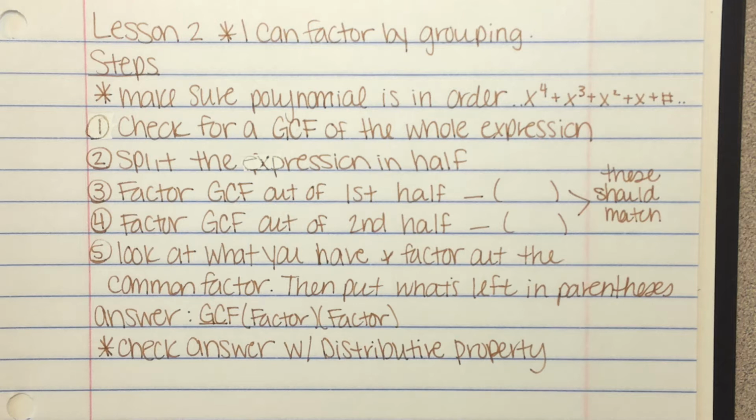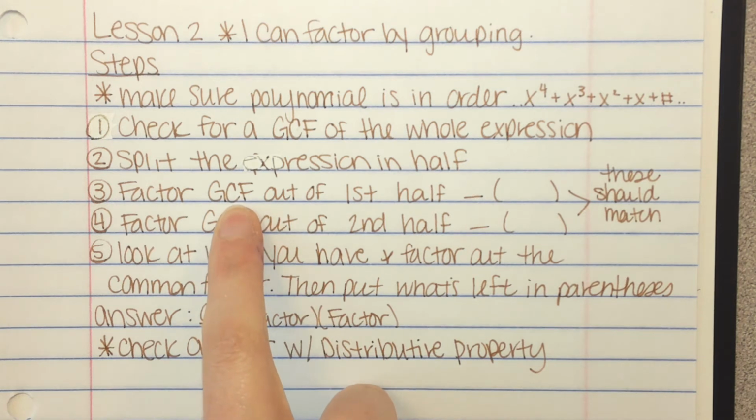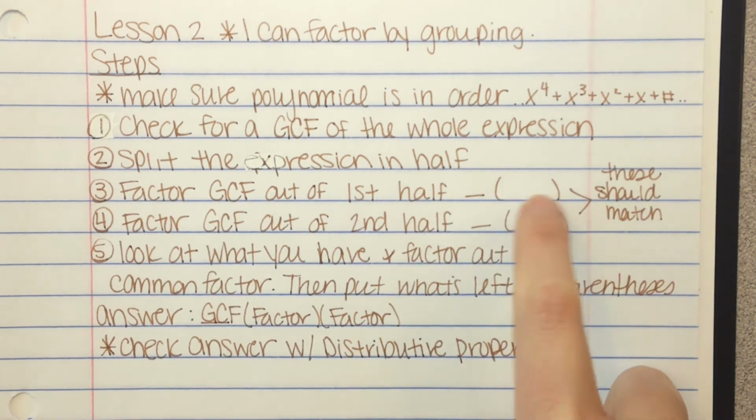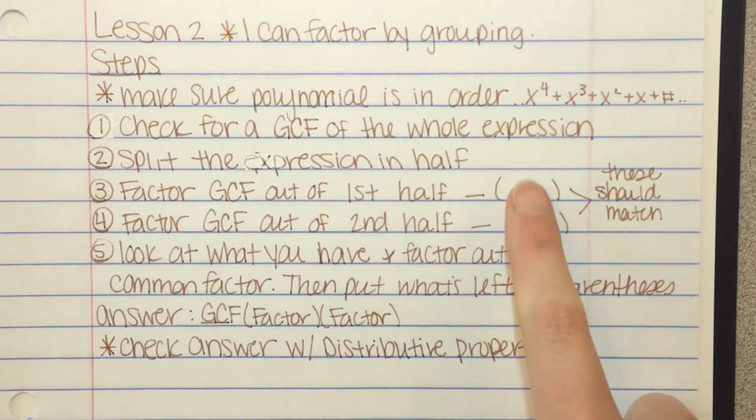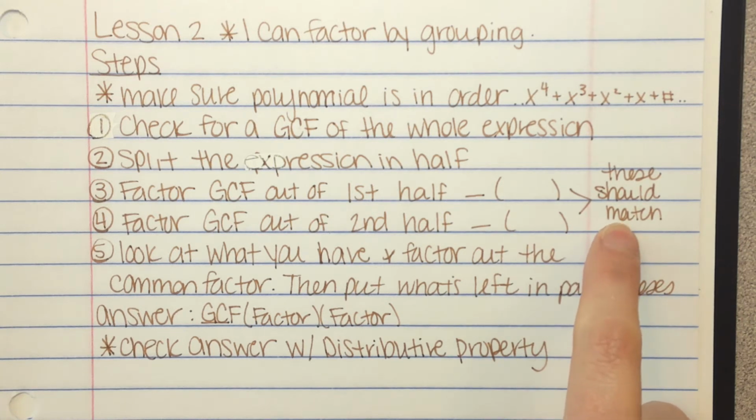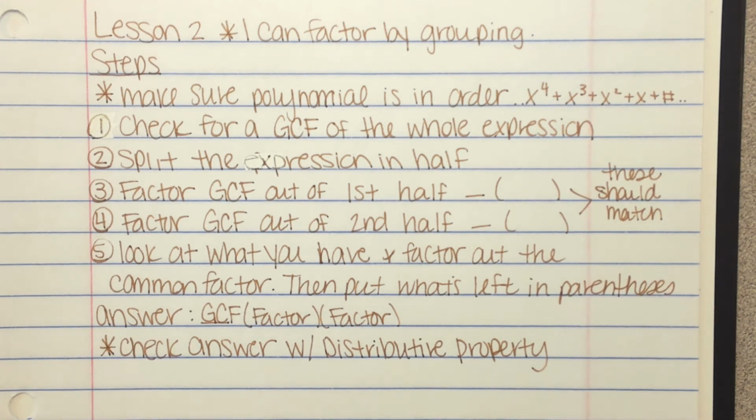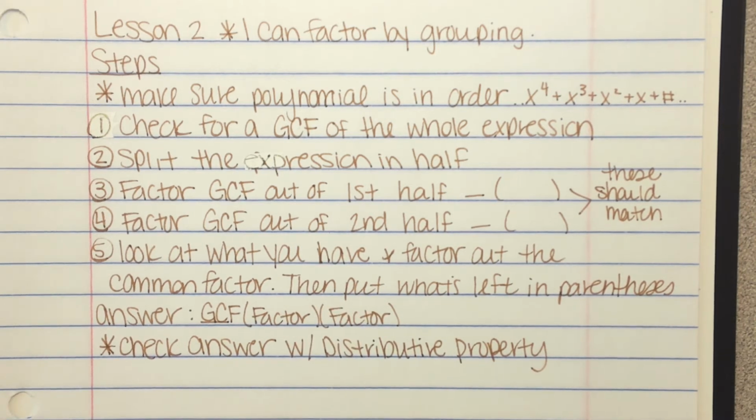Step number 2, you're going to split the expression in half. Your expression will probably have 4 terms, so you can just split it down the middle. And this is where we go back to what we did yesterday. You look at the first half of the polynomial and pull out the GCF, so you'll have the GCF and then your leftovers in parentheses. Then you do the same thing to the second half, and what you have in the parentheses should match. Then you look at what you have left, pull out the common factor, and put what's left in parentheses. So your answer, if you have a greatest common factor in step 1, will have that out front, and then 2 factors in parentheses. And you can always check your answer with the distributive property.